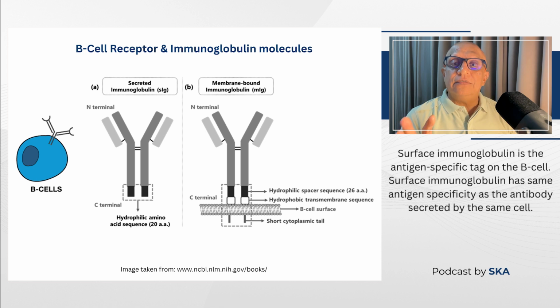But there are a few structural differences between the surface bound immunoglobulin molecule and the secreted antibody molecule. In the case of the surface immunoglobulin molecule, one end of the molecule is a hydrophobic membrane anchoring sequence, whereas in the secreted antibody, that end has a hydrophilic sequence, and that allows its secretion.